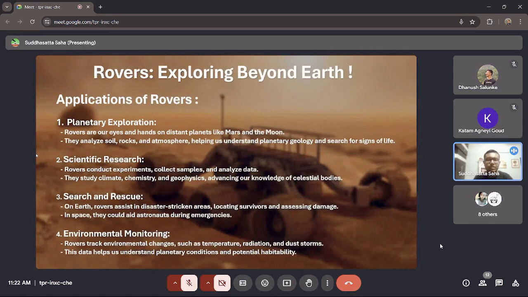So what are the applications of a rover? Some basic applications, as I already mentioned, planetary exploration is something which forms the crux of making a rover.